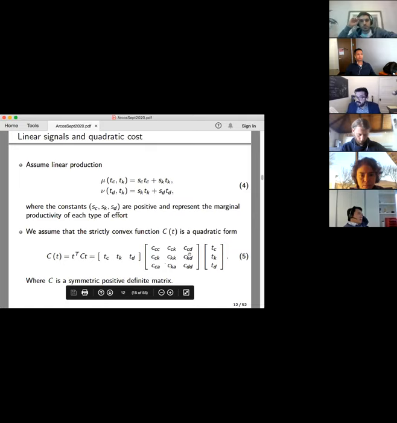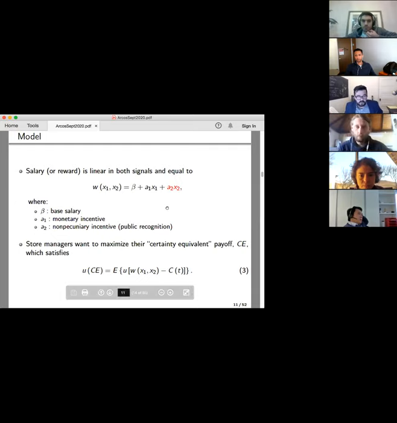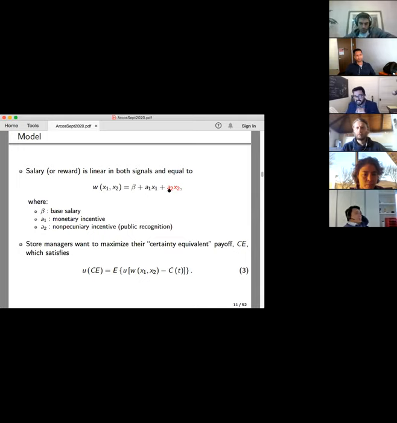Quick question. Can you go back? So W cannot be interpreted in dollar terms, right? Right. Basically, these A1 and A2 are the constants that translate the efficiency into dollar terms. A2 is the one that maps your efficiency at the drive-through to dollar terms, right? It's kind of a willingness to pay kind of a thing, right? Exactly. It's a kind of a willingness to pay for this public recognition.